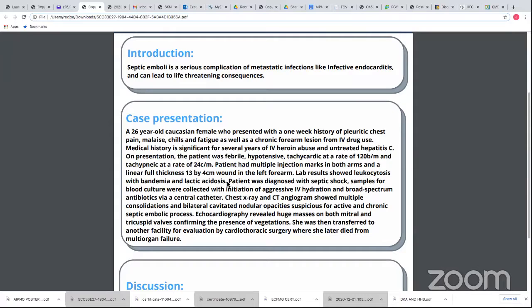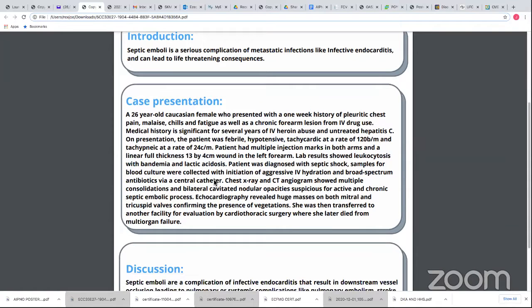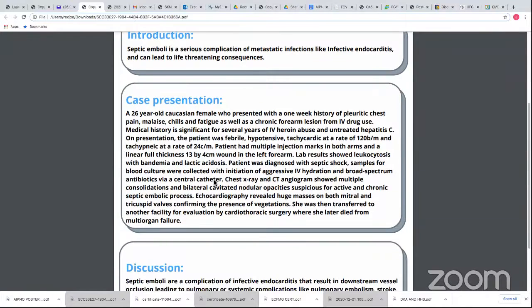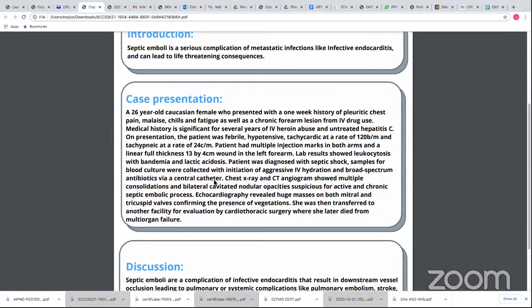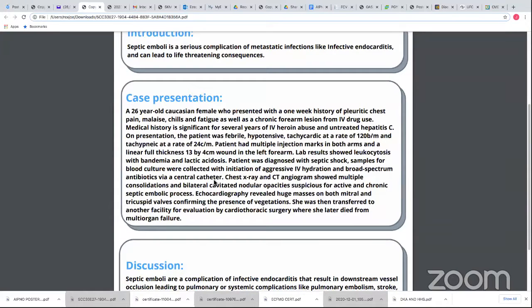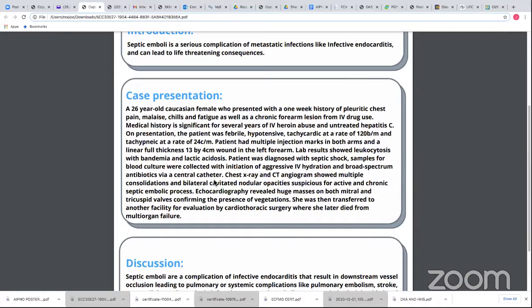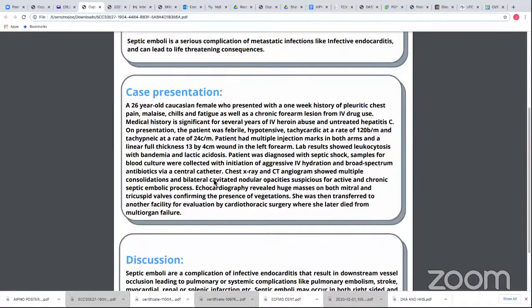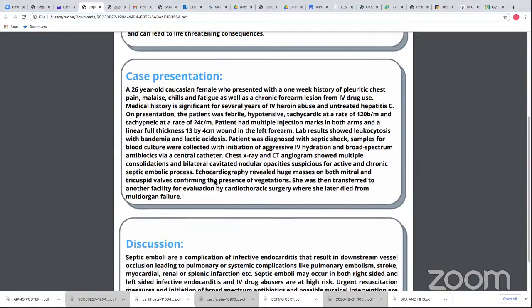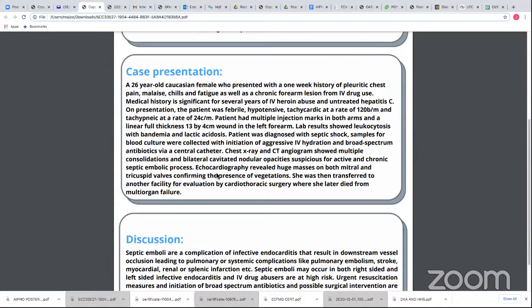So the lab showed leukocytosis with very significant bandemia and lactic acidosis. We diagnosed her with septic shock, started IV hydration, collected samples for blood culture, and also gave her some broad spectrum antibiotics. The chest X-ray and the CT angiogram that was done showed some bilateral cavitated nodular opacities that was very suspicious for some septic emboli. So we did an echo, and echo showed very huge vegetations in both the mitral and the tricuspid valves. Of course, we made a diagnosis of infective endocarditis with complications of septic emboli, and we transferred the patient to another facility where she died from multi-organ failure.